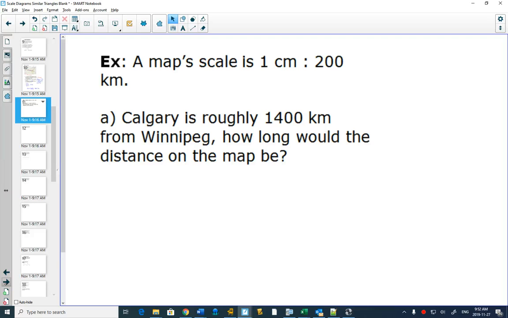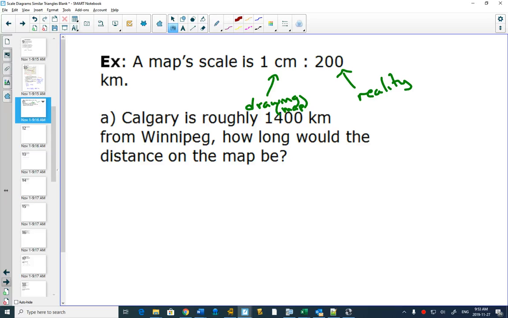Sometimes a scale is given like this. A map scale is 1 centimeter is 200 kilometers. Remember, whatever's listed first is the drawing. In this case, that's the map. And whatever's listed second is what the actual item is, what it is in reality. Calgary is roughly 1,400 kilometers from Winnipeg. How far would that be on the map?